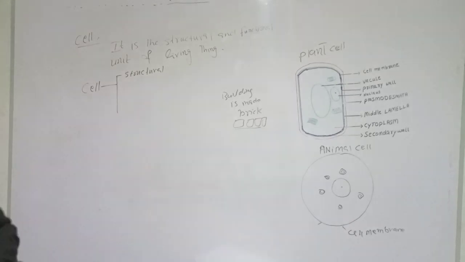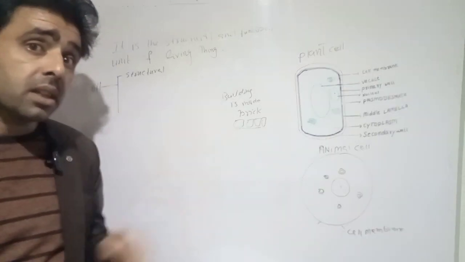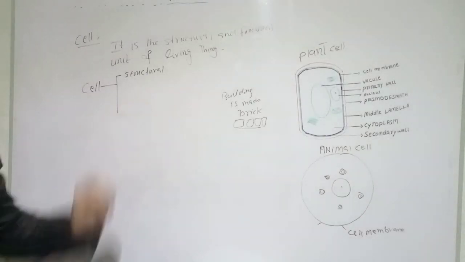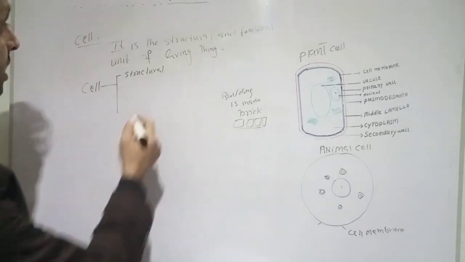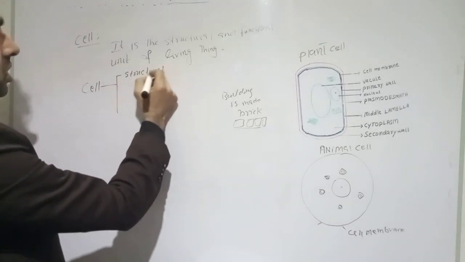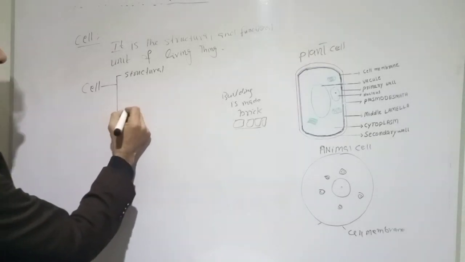Now, in case of living things, the bricks, I mean the cell. Cell is the structural unit, just like the brick is the structural unit of a building. Now, functional unit. What does functional unit mean?